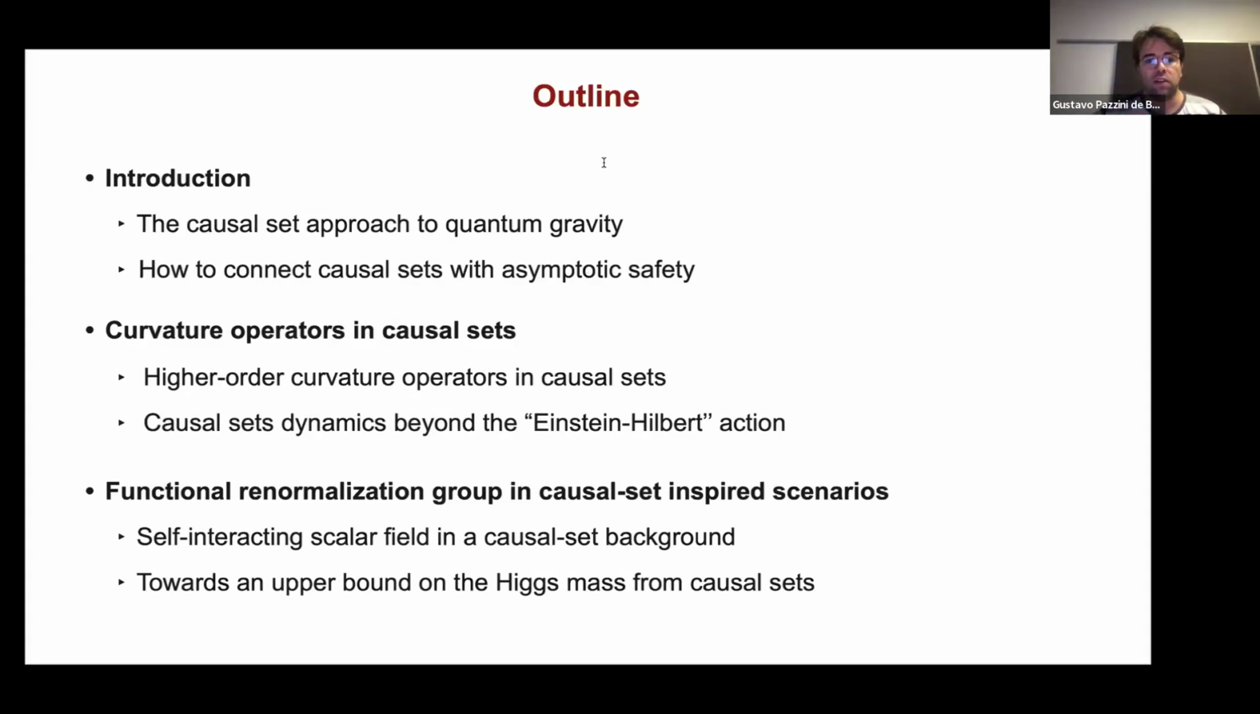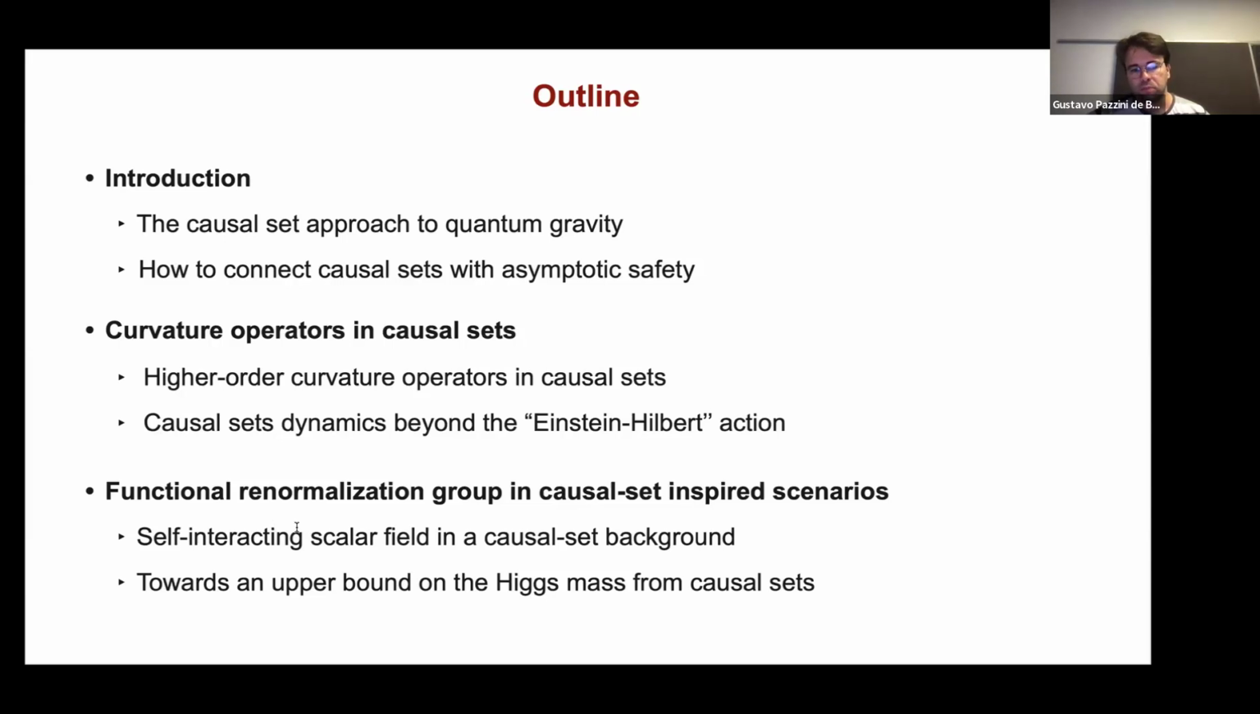This is the outline of my talk. I will first give an introduction to causal set theory, but also try to motivate why to build connections between different quantum gravity approaches. In the second part of my talk, I will talk about curvature operators in the context of causal sets, and in particular a novel construction of high-order curvature operators in causal sets. And then I will discuss how to use these high-order operators to construct a discretization of the causal set action beyond the Einstein-Hilbert action.